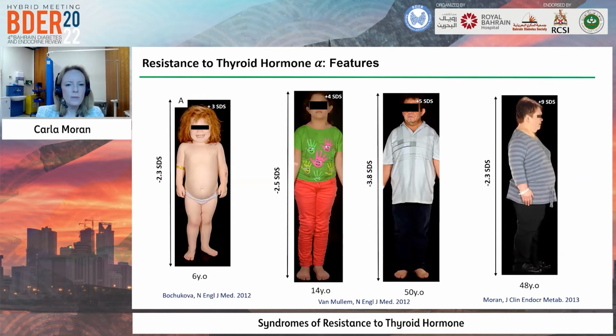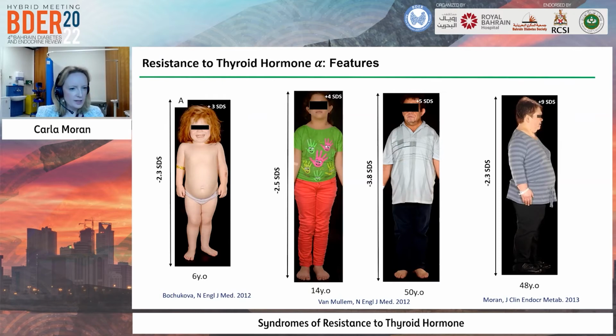These are the first 4 patients who were reported to have the condition. And they have some features in common. So they're all short. They have an increased head circumference, and they all had problems with developmental delay and, to a variable extent, reduced IQ.